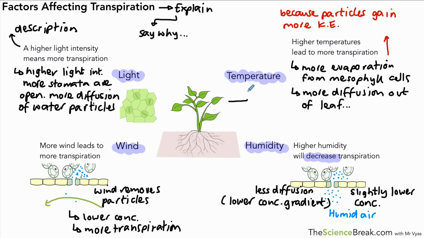So those are the four factors that we need to be able to describe and explain in terms of how they affect transpiration. And it's probably a good idea to make a note of those so that you can look back when you need to. But in the next video, we're going to look at how we can measure the rate of transpiration and do experiments on the rate of transpiration.